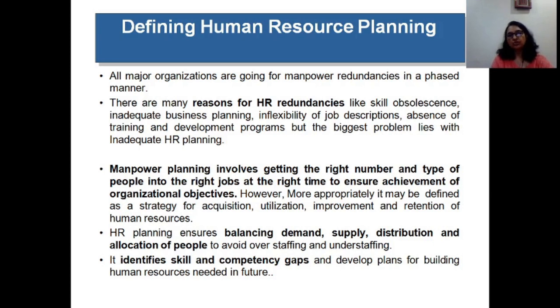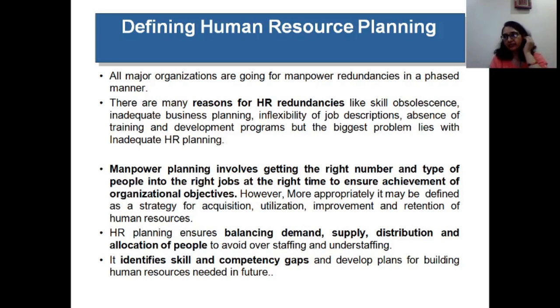So what is human resource planning? That is, you are looking at the number of people and the type of people. So what is the number of people that the organization requires, and what is the type of people that the organization requires, so that these numbers can be projected into the future needs of the organization, and the organization will have human resources at the right time. That is, when it requires them, these human resources are present in the workforce.